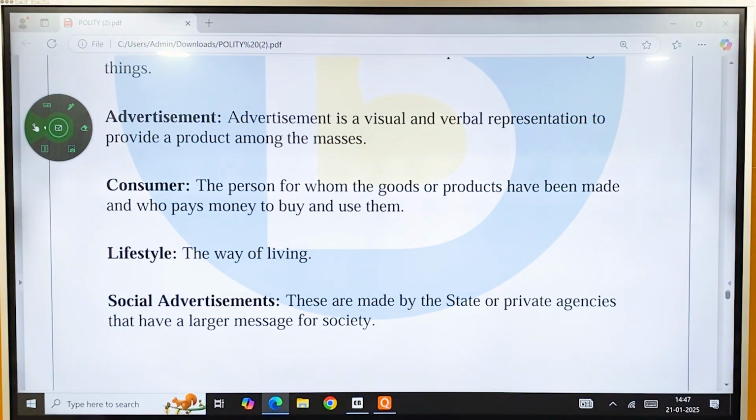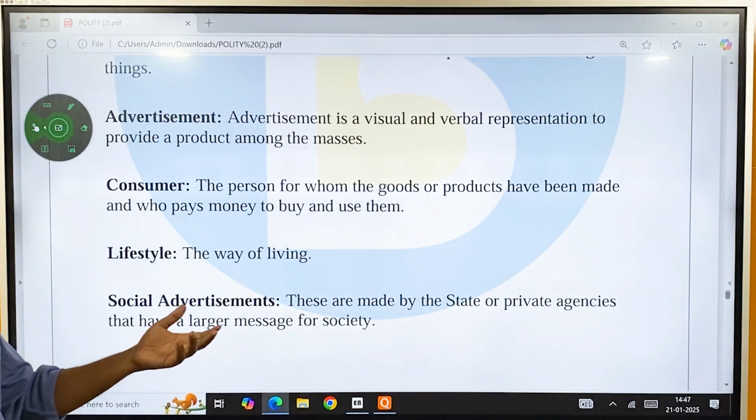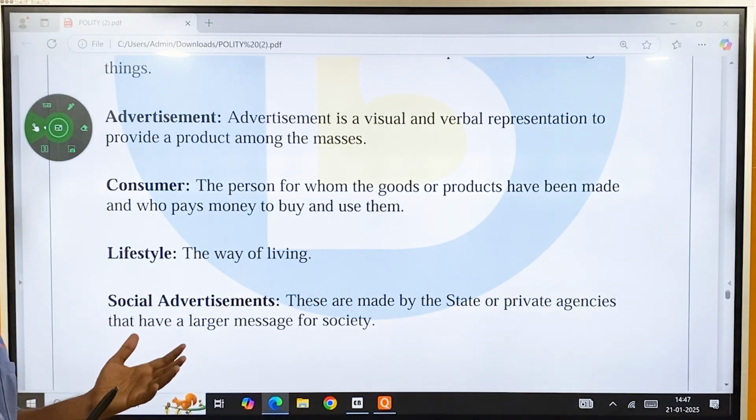Consumers are the ones for whom the goods or products have been made and who pay the money to buy them and use them. Lifestyle is nothing but the way of living. The lifestyle of the rich is different from the lifestyle of the poor.